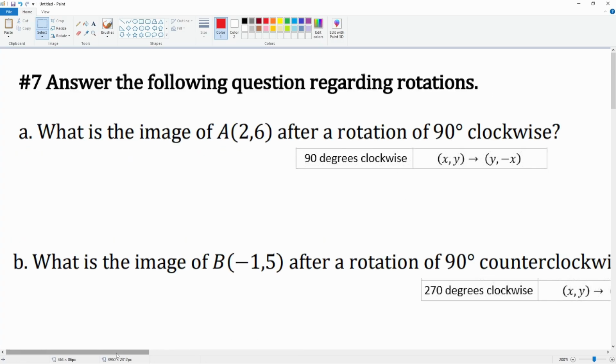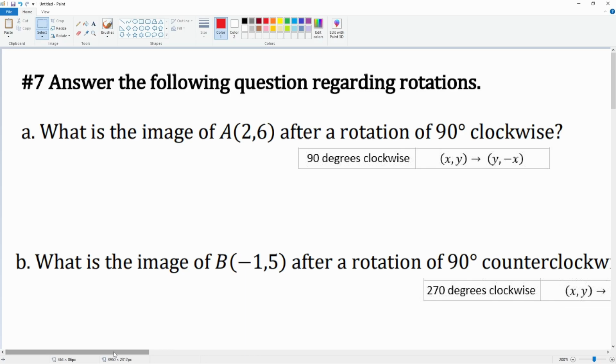So the first one, what is the image of A prime after it has been rotated? So here's the original, and the new one is going to be A prime. And it looks like all we are doing is flip-flopping. So it's 6, 2. And the original X is changed. So it was a positive 2. Now it's going to be a negative 2.